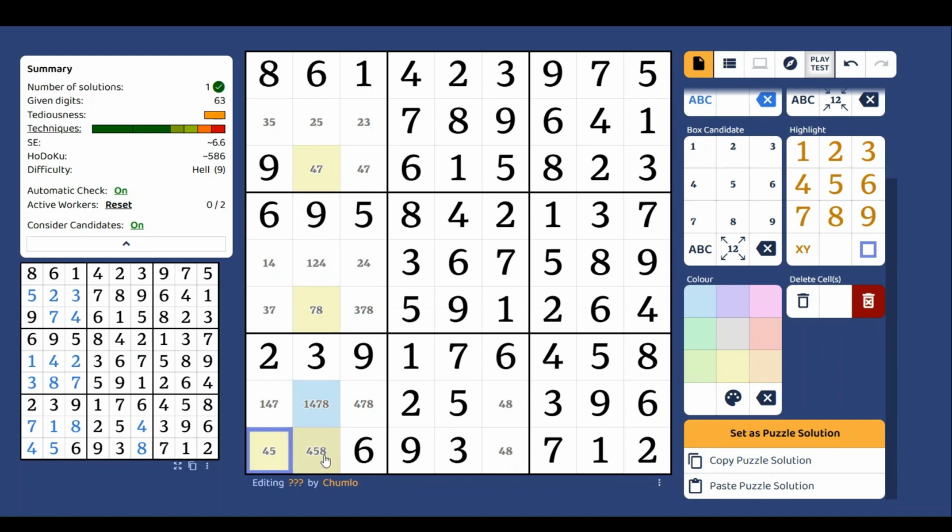With 5s, there's 2 5s within this group of 4 cells, but they both share a row. So we could only place a 5 here or a 5 here. So we can only place 1 5 in these 4 cells.